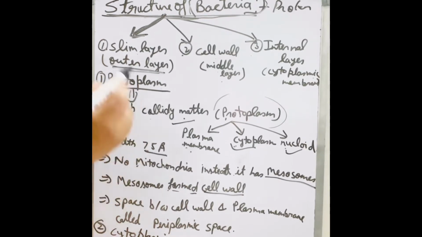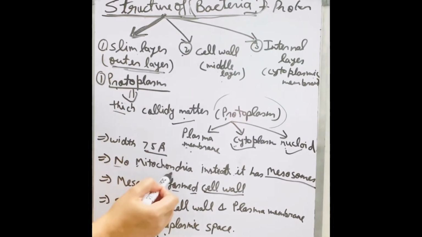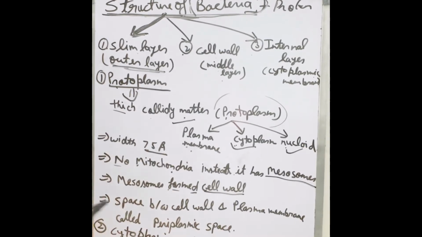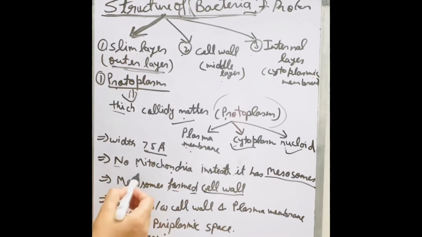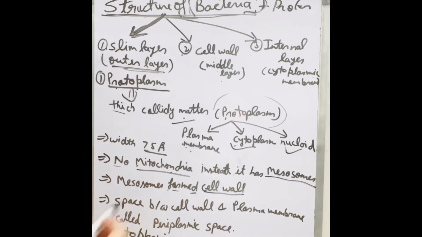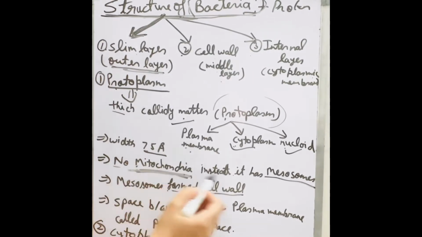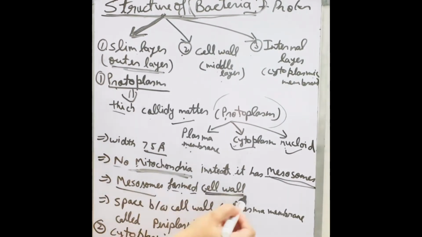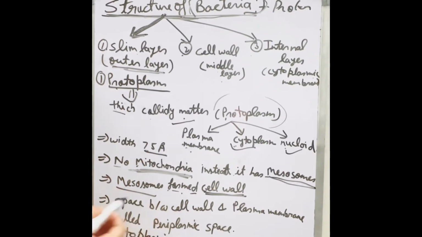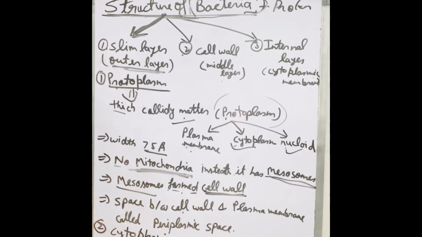The next point is, as you know, in the bacteria there is no mitochondria. Mitochondria work to provide energy in the form of ATP, but there is no mitochondria. So who works instead? Instead of mitochondria, bacteria has mesosomes, and mesosomes form the cell wall. Next, in between the cell wall and plasma membrane, there is a space which is called periplasmic space.